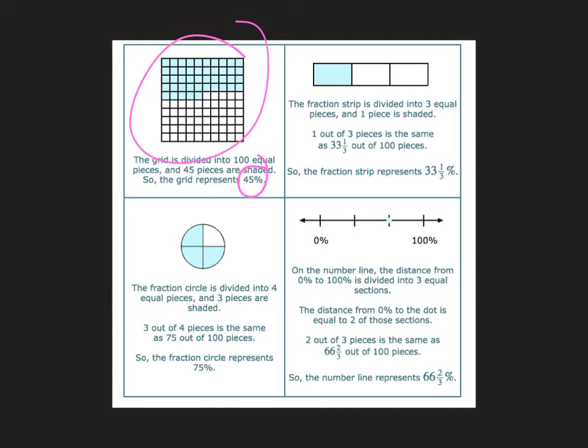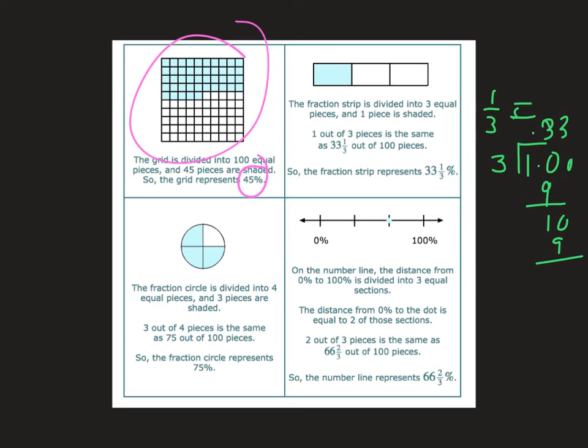And one piece is shaded. 1 out of 3 is the same as 33 thirds out of 100 pieces. So the fraction strip represents 33 1/3. And that's because 1 over 3 equals 1 divided by 3, add a decimal, raise it to the roof. 3 goes into 10 3 times, which equals 9. Add a 0. Three. It's going to keep repeating.